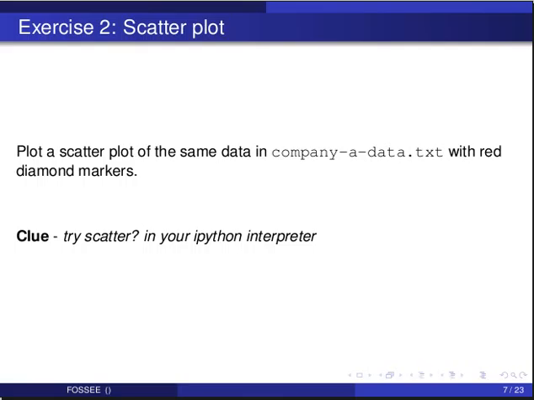So now plot a scatter plot of the same data in company-a-data.txt with red diamond markers. So pause the video here and try out the following exercise and resume.